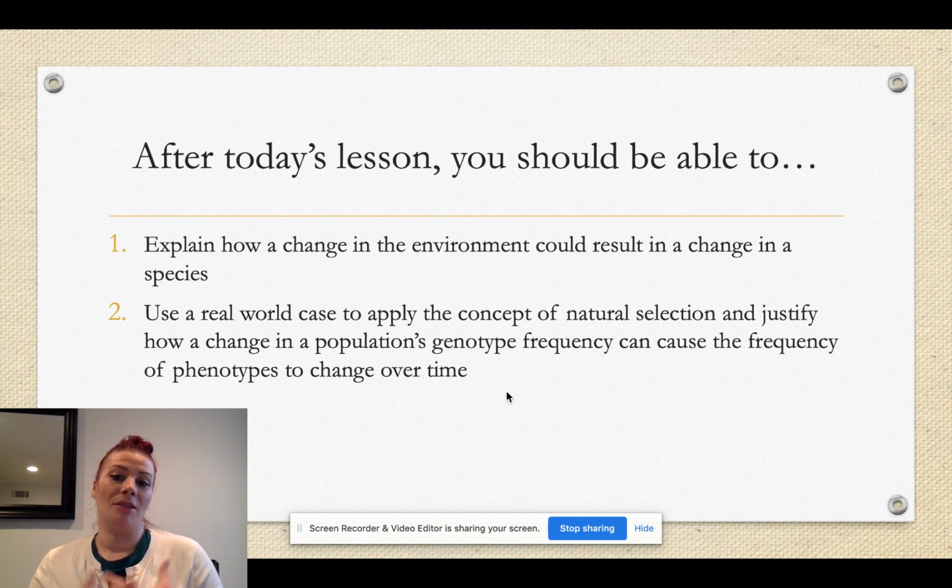After today's lesson, you should be able to explain how a change in the environment could result in a change in a certain species, and use a real world example and apply the concept of natural selection in that example in order to justify how a population's genotype can cause the frequency of a phenotype to change over time. And I'm going to do a quick recap on that because I know some of you were still a little confused on what those terms meant.